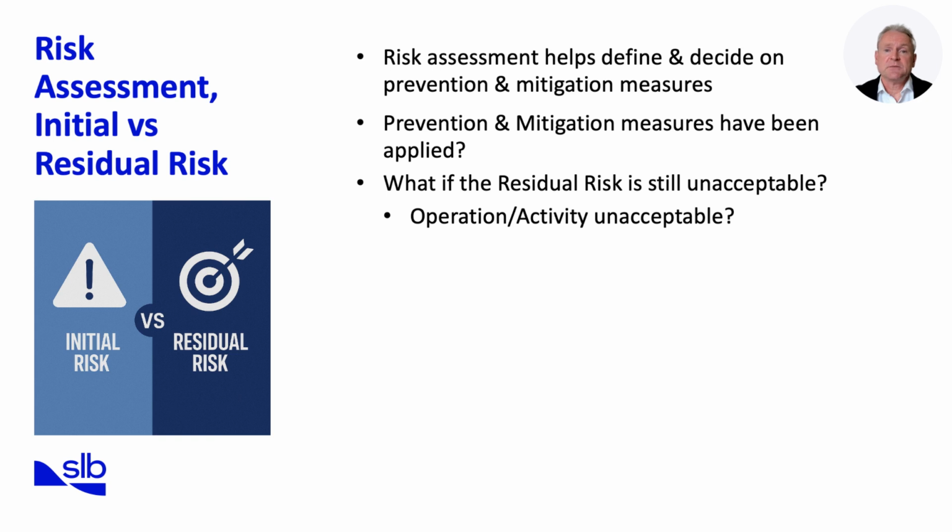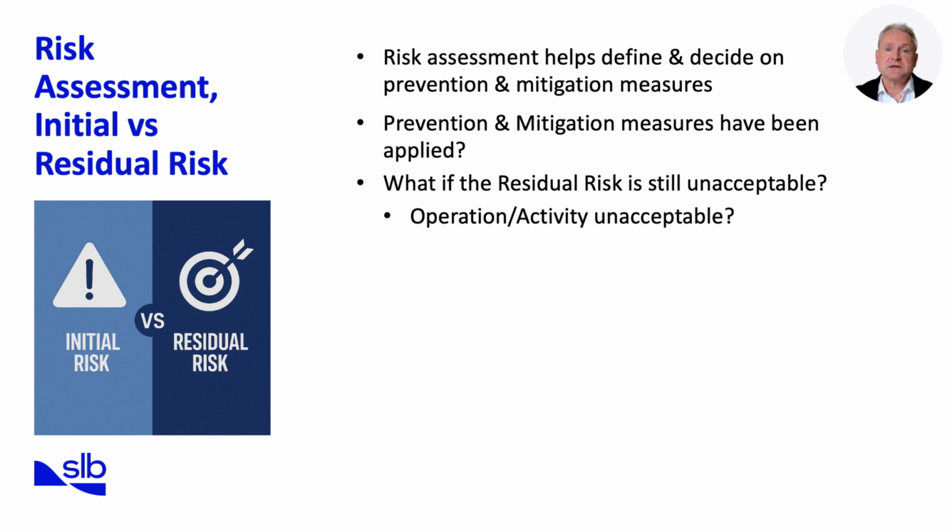Risk assessment is the process of systematically defining, measuring, and deciding on risk. It starts with identifying hazards and assigning levels of probability and impact. This is what we call initial risk. Once prevention and mitigation measures are applied, such as stronger casing, better cementing, or improved monitoring, the risk level is reduced. What remains after controls are in place is called residual risk.